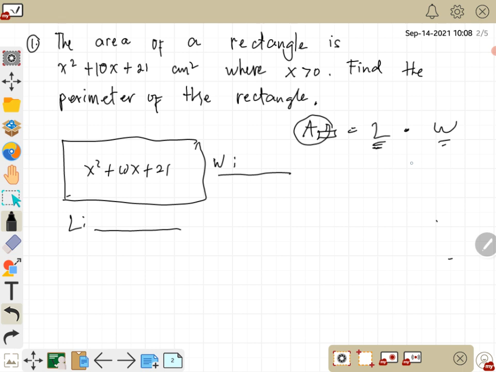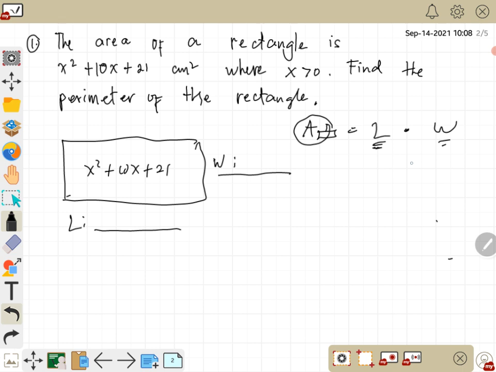Distributing 2, we have 2x plus 14, and this one gives us plus 2x plus 6. So the perimeter is 2x and 2x gives us 4x, and 14 plus 6 gives us 20 centimeters. So 4x plus 20 centimeters.